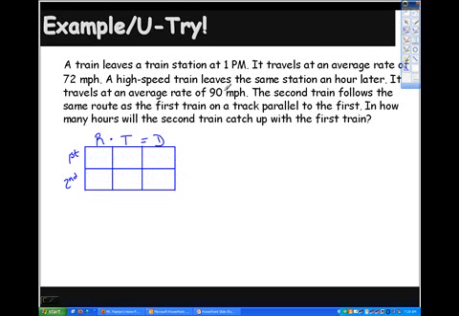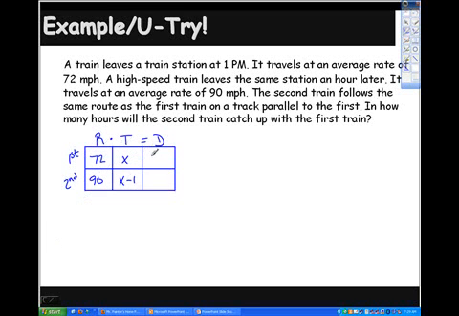It says the first train travels at a rate of 72 miles an hour. That's his rate. A high-speed train leaves the same station 1 hour later. Well, we don't know how long the first train travels. We'll just call that x. We do know that the second train travels 1 hour less time because he's leaving 1 hour later, and then he's going to catch up to the first train at the same time, so that's just a difference of 1 hour. It says that this guy's going 90 miles an hour.